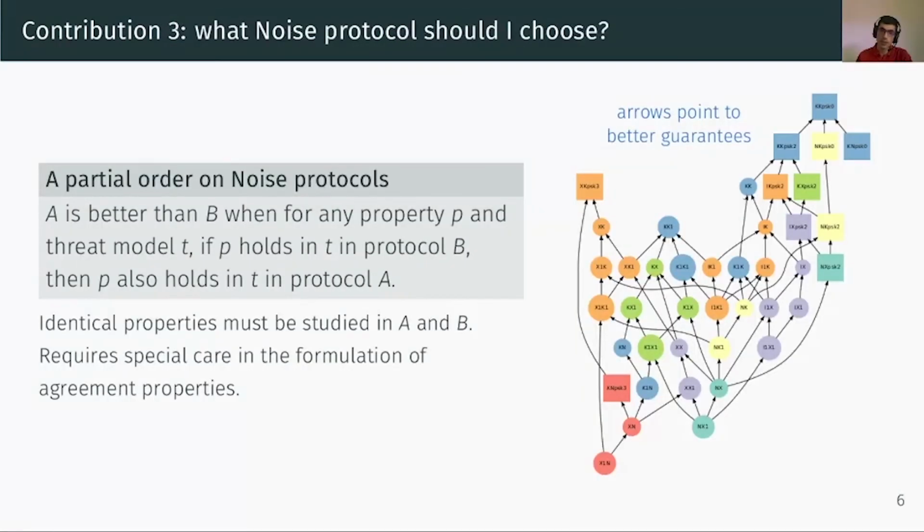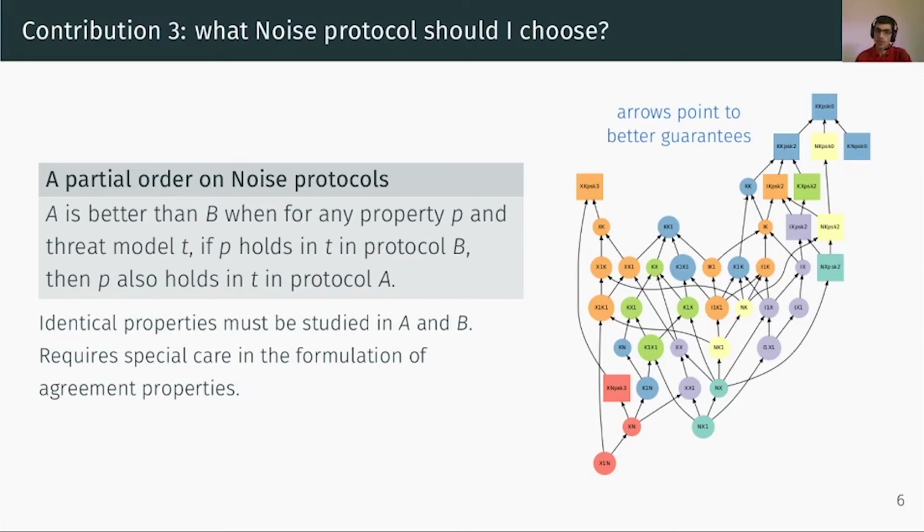But let's come back to our original question. I have two noise protocols, protocol A and protocol B, and I wonder which one I should choose. With our table of what property holds in what threat model, it should be rather easy. If for all properties on threat models, when it holds in protocol B, it also holds in protocol A, then A is better than B.